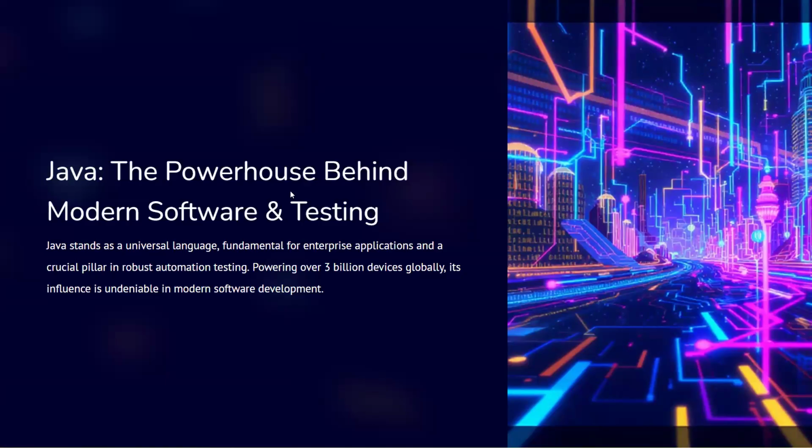So Java is the powerhouse that is running behind modern software and testing. Java stands as a universal language. It is fundamental for enterprise applications and a crucial pillar in robust automation testing, because over 3 billion devices globally use it. Its influence is undeniable in modern software development. So this is a very huge number for Java. That means over 3 billion devices globally are using Java, a universal programming language, and it is very much important during automation testing.